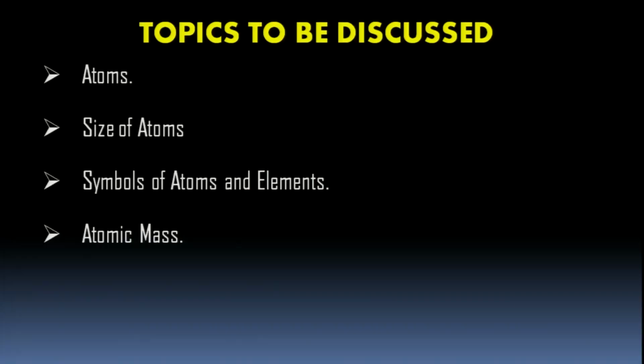Before that, children, get ready with your NCERT books, your notebooks and pen. Are you ready, children? Shall we start? Today, the topics to be discussed are atoms, size of atoms, symbol of atoms and elements, and atomic mass. But before that, let us brush up our memory, that is, recapitulate the concepts we have done before.